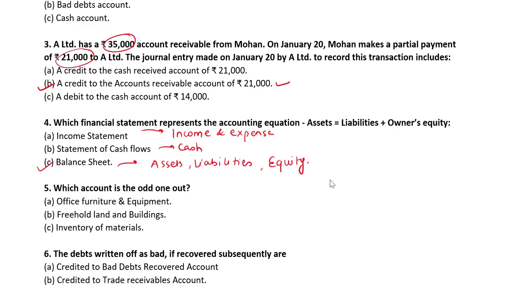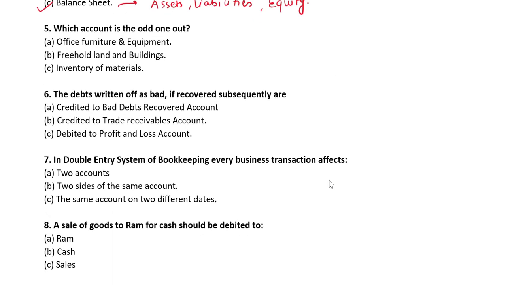Let's move to question number 5 now. Which account is the odd one out? Office furniture and equipment, freehold land and building, and inventory of materials. See, office equipment and freehold land and building are basically non-current assets. Inventory is a current asset, so it is the odd one. The answer is C.